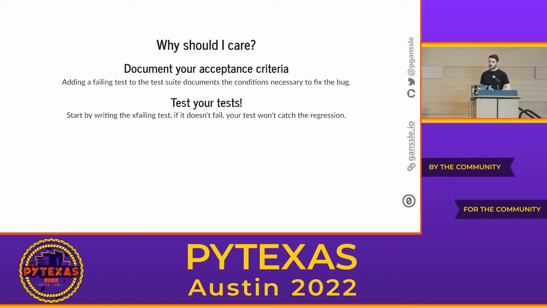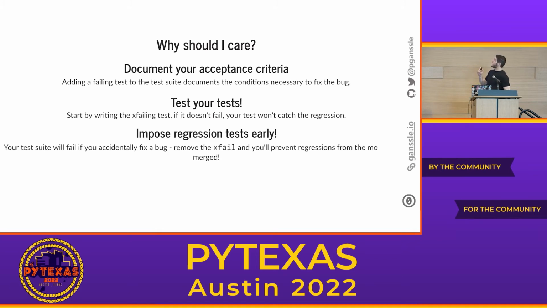This also lets you test your tests in a way. The TDD proponents, the test-driven development proponents, are always saying you should write your test first, and then write the thing that fixes it. Well, this is a longer separation between those. You write the test first, you make sure that it's failing, and then once you fix the bug, you know that you have a good regression test. Because if anything goes backwards, that test, which is no longer marked as xfail, is now going to start being just a regular old failure. You also get to impose your regression tests immediately.